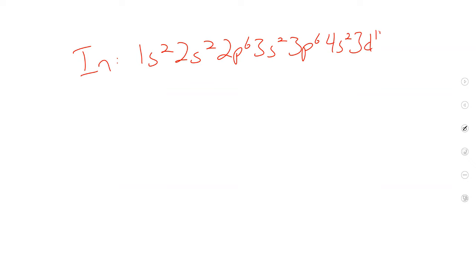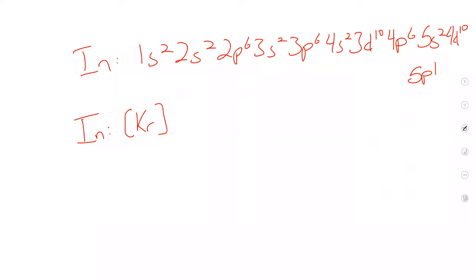So indium's electron configuration, if you're writing it out all the way, would be 1s2, 2s2, 2p6, 3s2, 3p6, 4s2, 3d10, 4p6, and all of that just gets us to krypton, right? And then we go 5s2, 4d10. I just barely ran myself out of room. And the last one would be a 5p1. So if I'm writing that in a more condensed form, it would be krypton followed by 5s2, 4d10, 5p1. That's for indium when it's neutral.